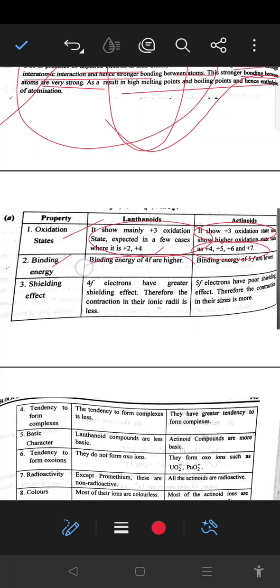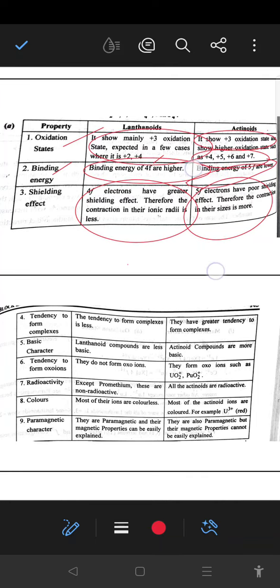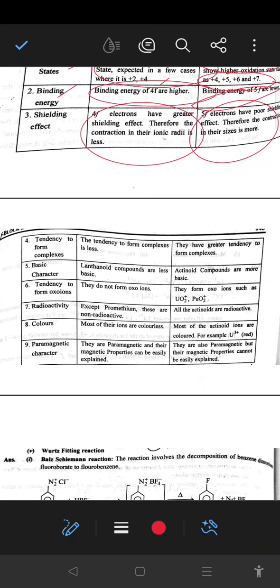Binding energy: for lanthanides, the binding energy of 4f is higher, and the binding energy of 5f is lower. Shielding effect: the 4f electrons have greater shielding effect, therefore the contraction in ionic radii is less. In the case of 5f electrons, there is poor shielding effect, therefore the contraction in size is more. Tendency to form complexes: lanthanides have less tendency, actinides have greater tendency for complex formation. Basic character: lanthanide compounds are less basic, actinides are more basic.